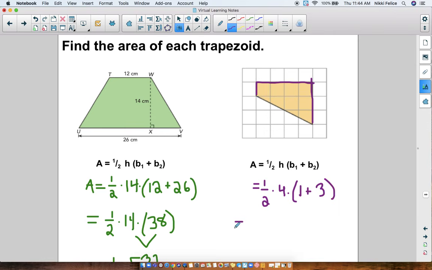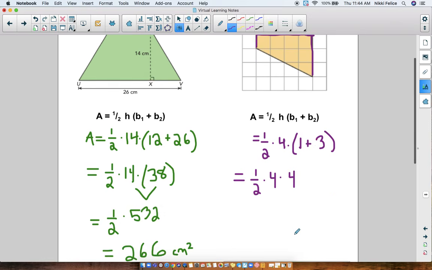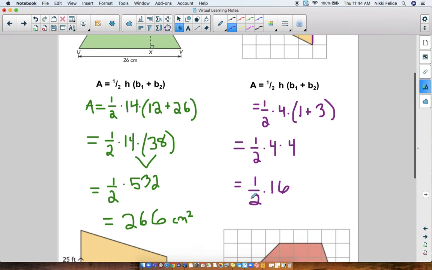Okay, so now let's start solving. So we're going to have 1/2 times 4 times, what's 1 plus 3? It's 4. We know 4 times 4 is 16, so we're going to be doing 1/2 times 16. And what is half of 16? 8. So the area of this trapezoid is 8 units squared. So we just plugged everything into that formula.